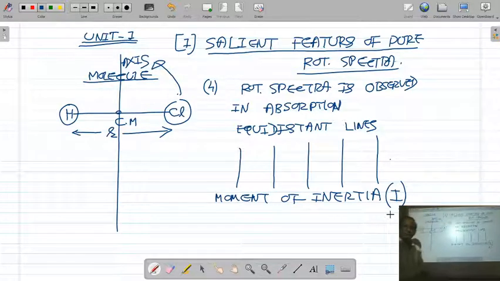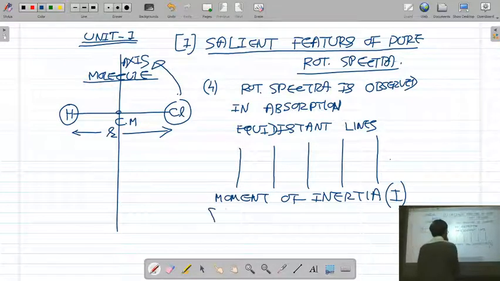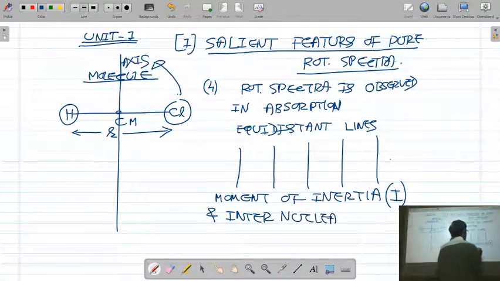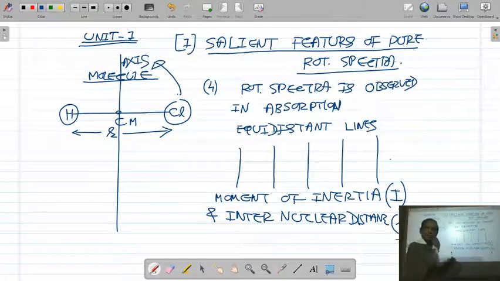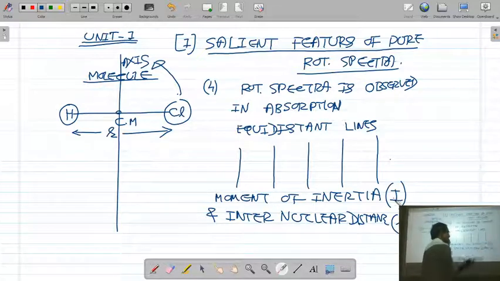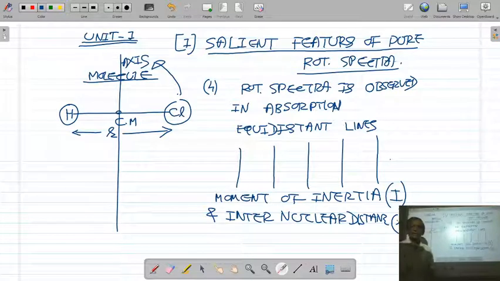From the study of rotational spectra, we will be able to find the moment of inertia I of the molecule and the internuclear distance r. So the moment of inertia I and internuclear distance r of the molecule can be calculated if you study the rotational spectra of the molecule. This is the importance of rotational spectra, that they can be calculated from the analysis of the rotational spectra.